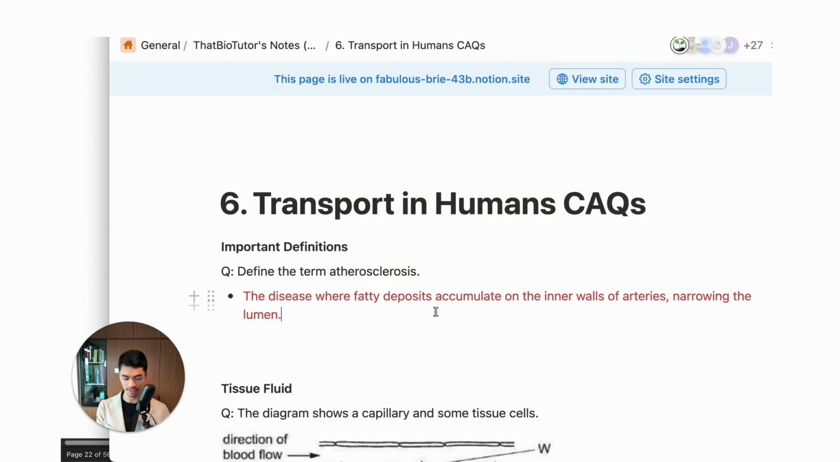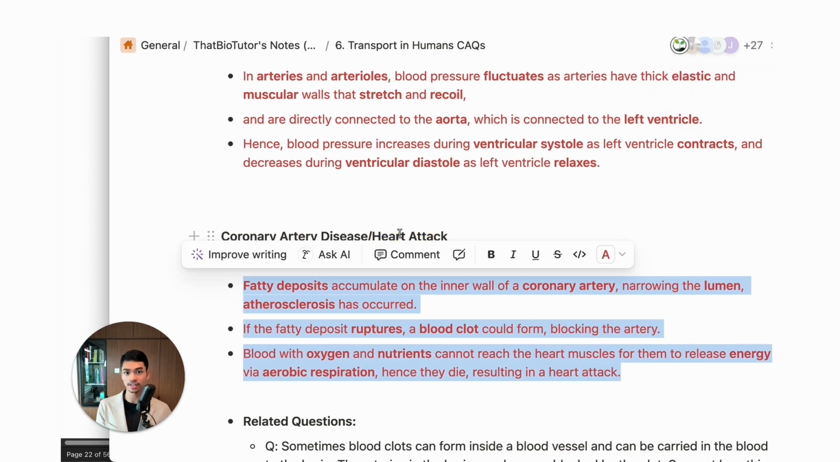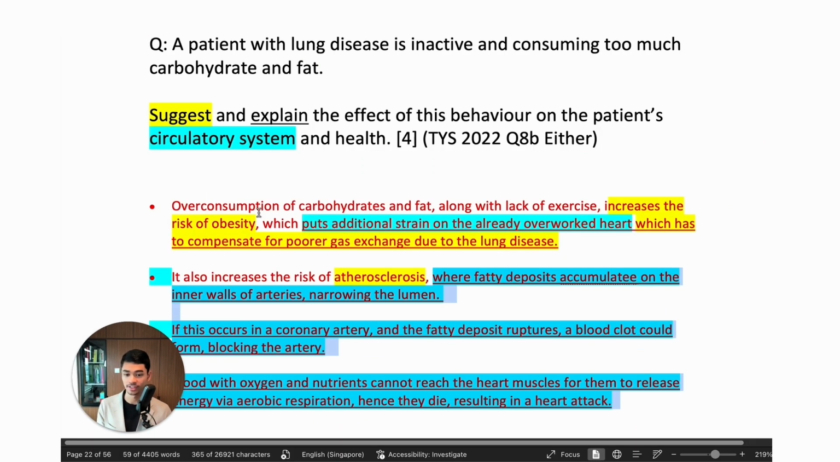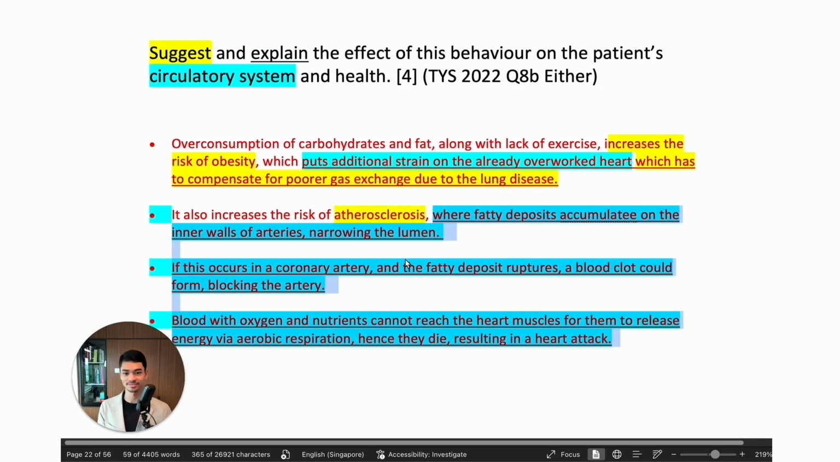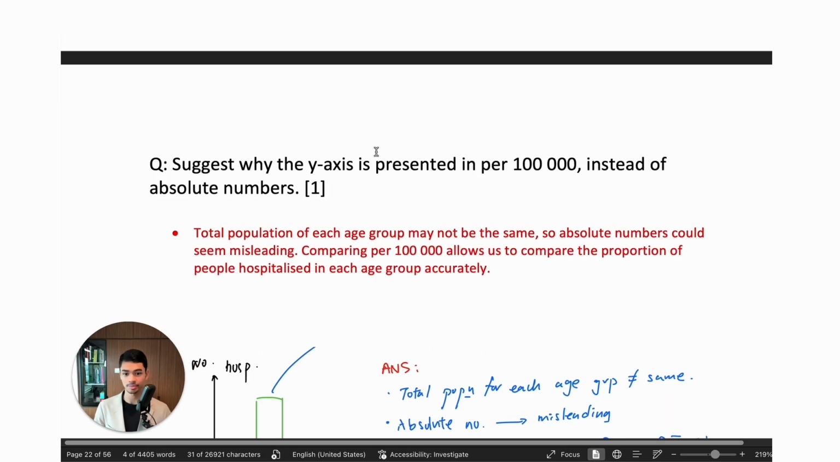And then all this stuff is actually from CAQs, heart attack explanation. How does a heart attack occur? All this stuff is already studied because I know that this will commonly come out. So I just copy paste here to explain how atherosclerosis will impact the circulatory system and health. Basically, how does it impact? It gives you a heart attack, or it increases the chance of you getting a heart attack. So that was a suggest example.